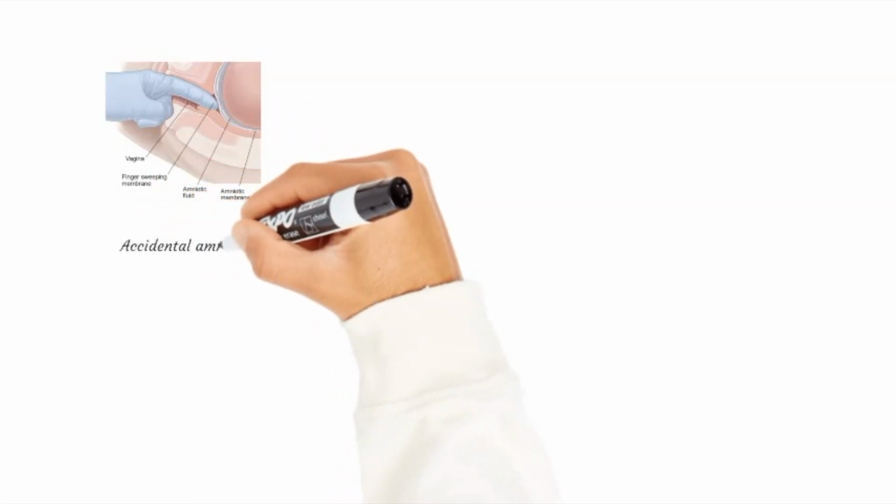This is achieved by inserting a finger through the cervix and rotating it to separate the membranes from the uterine wall. There is a risk of accidental amniotomy or bleeding if there is an undiagnosed placenta previa.